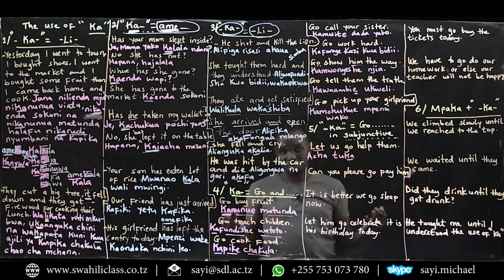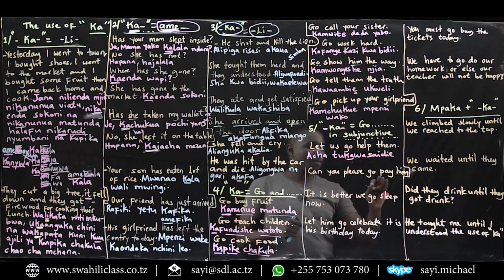Subjunctive, but today we have the tense. Oh, no tense in subjunctive. We don't have the tense in subjunctive, but today we do have the tense, and our tense is ka. Yes. So: Acha tukawasaidie. Acha tukawasaidie. See that?